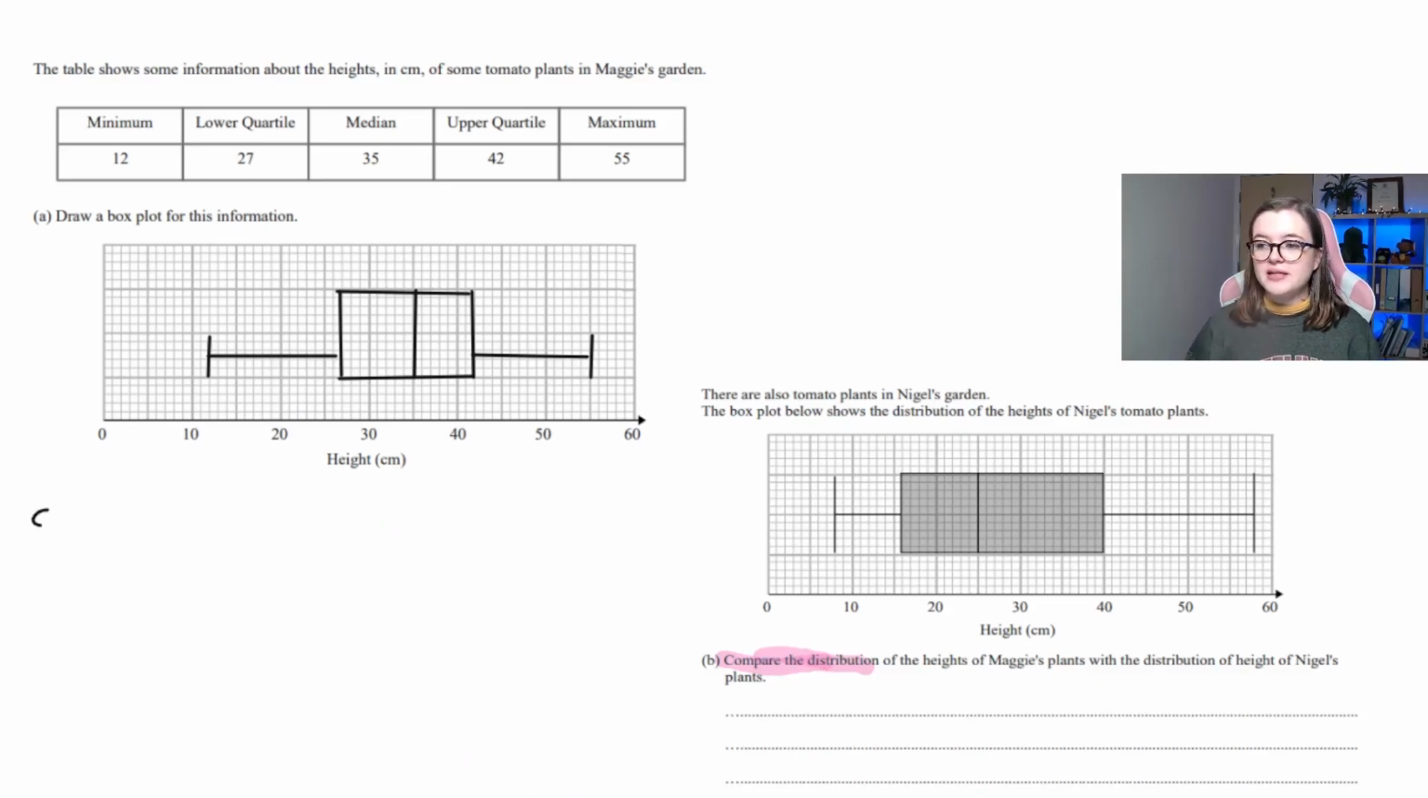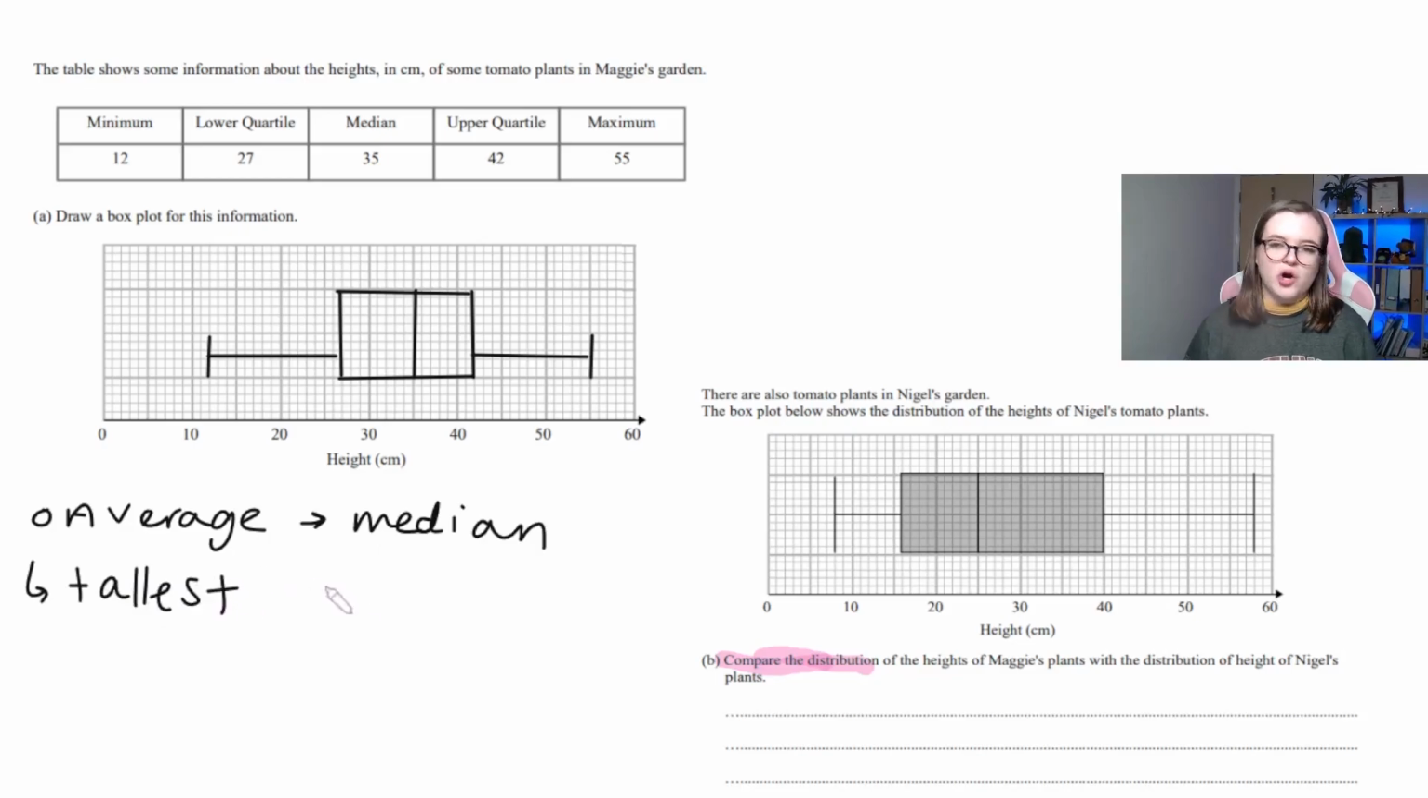First thing they want is an average. And the average you're going to use, 9 times out of 10, is going to be the median. That's what we have in these box plots here. That's going to tell you about the tallest, or whatever context they're in, the one that scores the highest or the shortest. Whatever they're measuring, it's going to tell you who's best at whatever they're measuring.